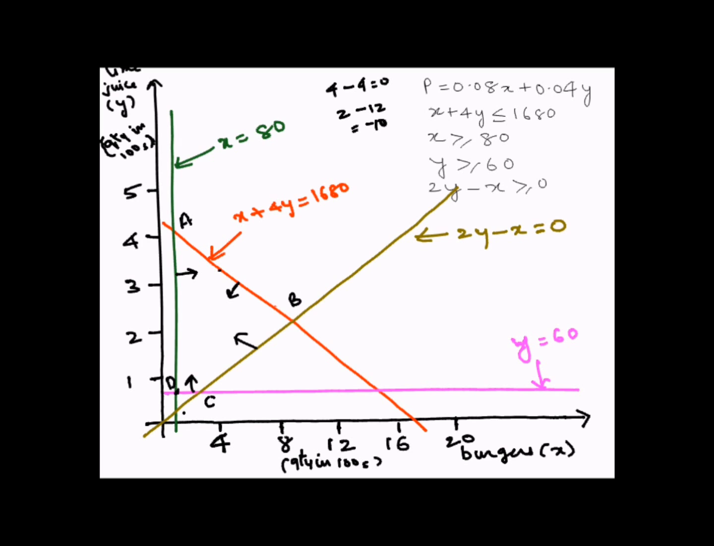So for example, point A lies on the intersection of x plus 4y equals to 1680 and x is equal to 80. Point B lies on the intersection of x plus 4y is equal to 1680 and 2y minus x is equal to 0. Point C lies on the intersection of 2y minus x is equal to 0 and y is equal to 60. Point D lies on the intersection of y is equal to 60 and x is equal to 80. So let's solve these equations to find the coordinates of the points A, B, C and D.